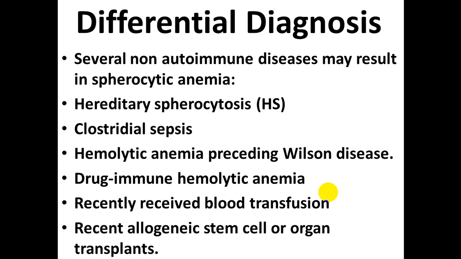Differential diagnosis of autoimmune hemolytic anemia. Several non-autoimmune diseases may result in spherocytic anemia: hereditary spherocytosis, Clostridium welchii sepsis, hemolytic anemia preceding Wilson disease, which is a congenital disease you will study in gastroenterology, drug-immune hemolytic anemia, recent blood transfusion, and recent allogeneic stem cell or organ transplantation.